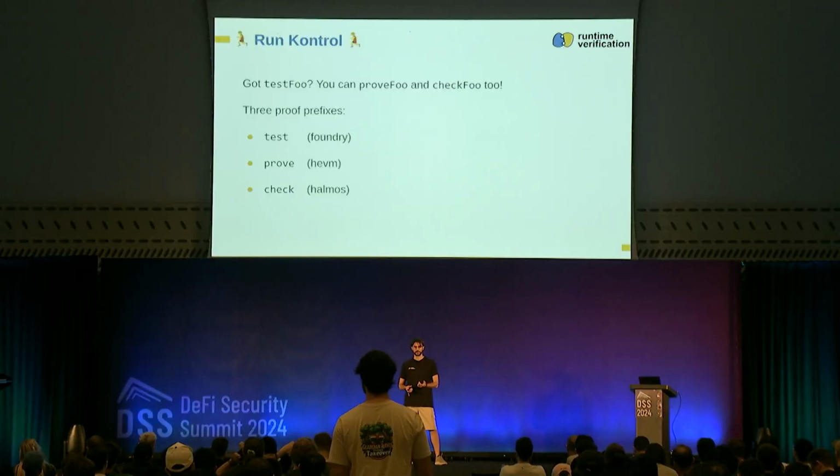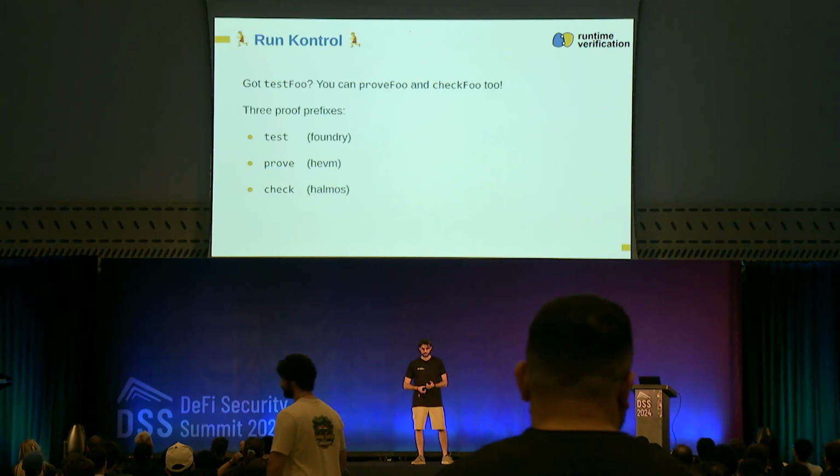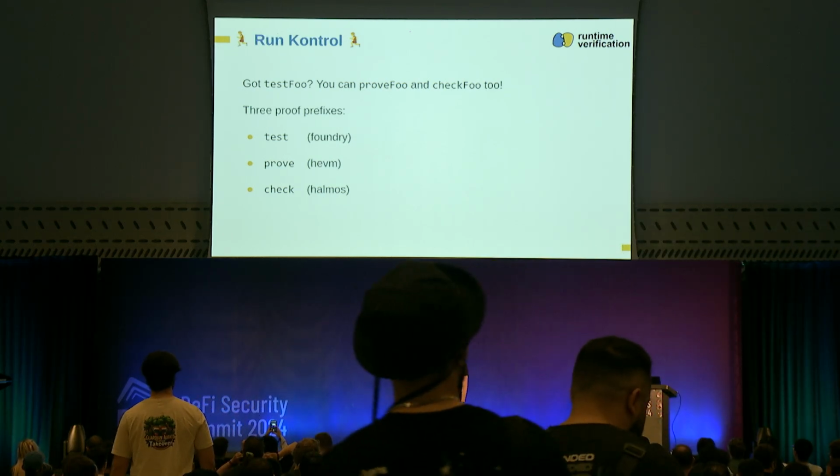In Foundry, to run a test, you need to prefix it with test. With control, we actually have two more prefixes, which is prove, which comes from HEVM, another formal verification tool for Solidity, and we also have check, which comes from Halmos. So writing control proofs is compatible with these other tools, or you can also take properties written for these tools and bring them over to control. So it also has great compatibility features.